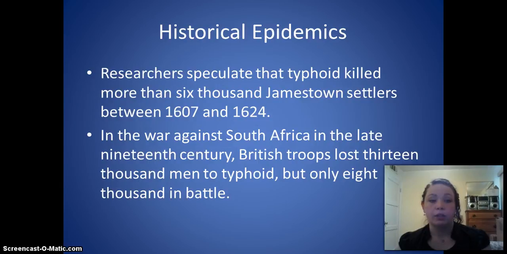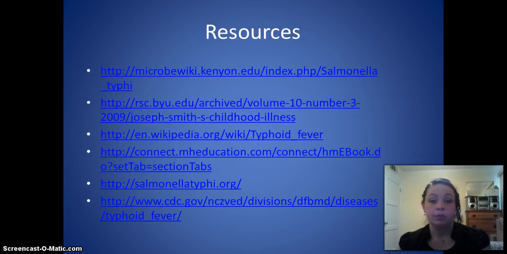Historical epidemics. Researchers speculate that typhoid killed more than 6,000 Jamestown settlers between 1607 and 1624. In the war against South Africa in the late 19th century, British troops lost 13,000 men to typhoid, but only 8,000 in battle. Resources.